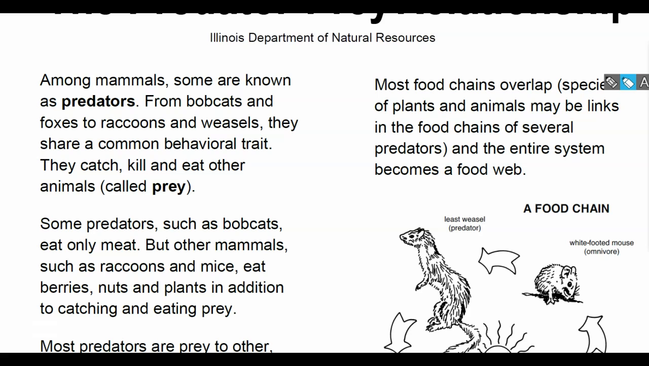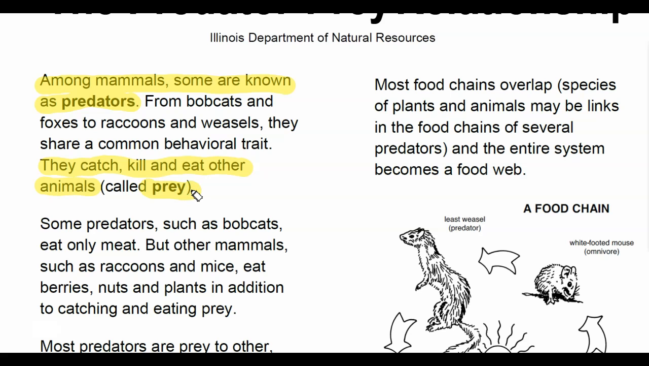Some animals are known as predators. From bobcats and foxes to raccoons and weasels, they share a common behavior trait. And what is that? What's that trait? Oh, look, they catch and kill and eat other animals. And what are those animals called that they eat? Prey.